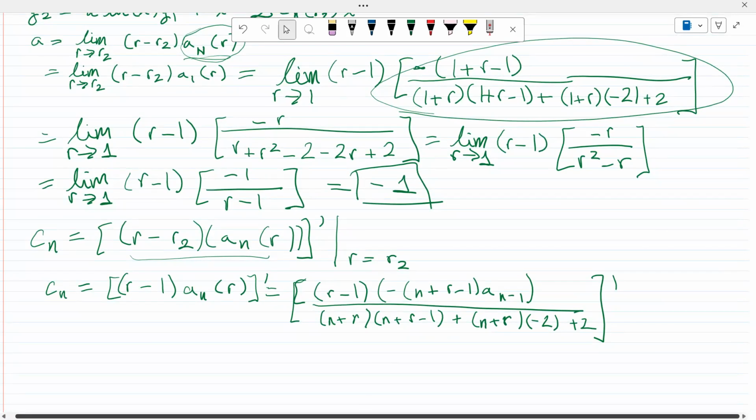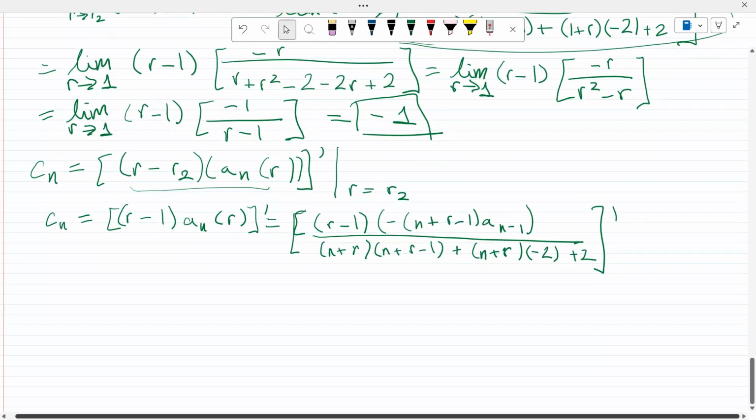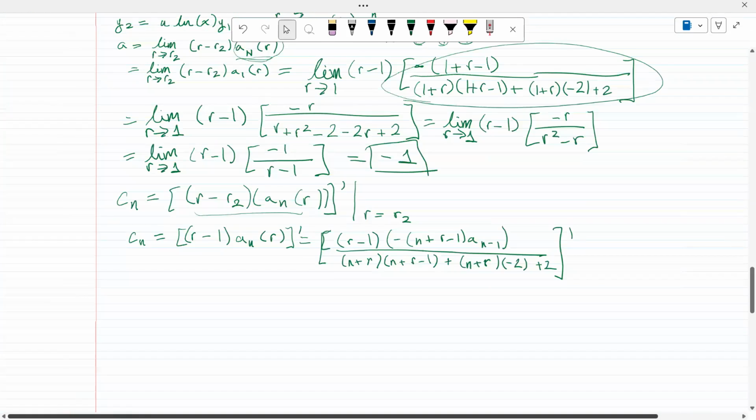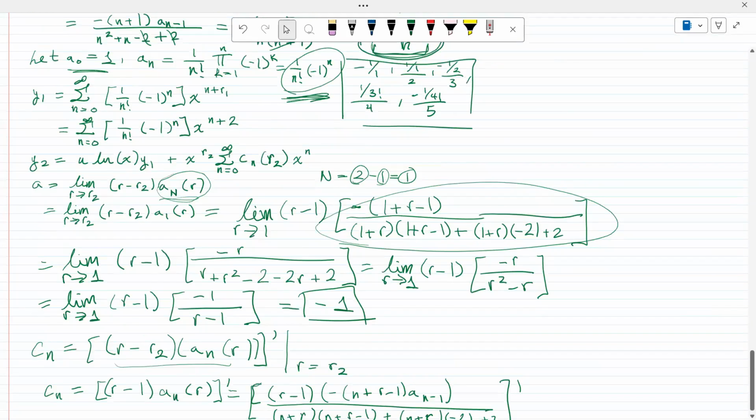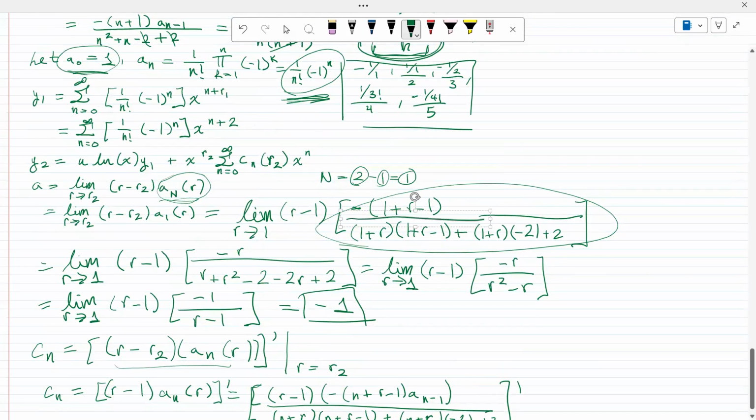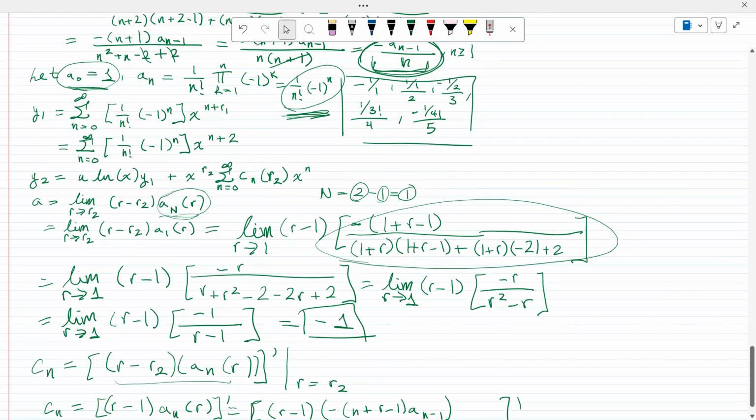So you can actually generalize this expression further by having our original assumption that a naught is equal to 1 over here. And then you're basically going to find a general expression for an, but now it's going to have r's inside of it.